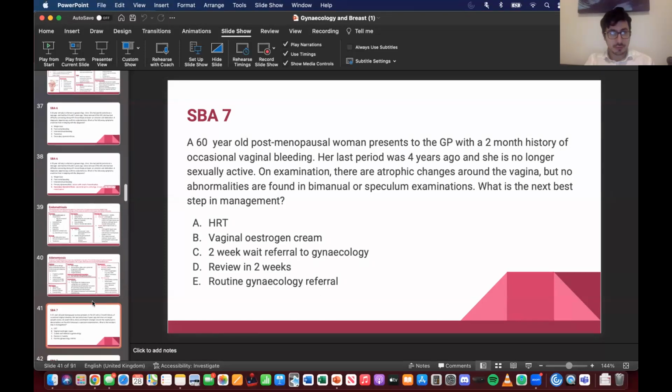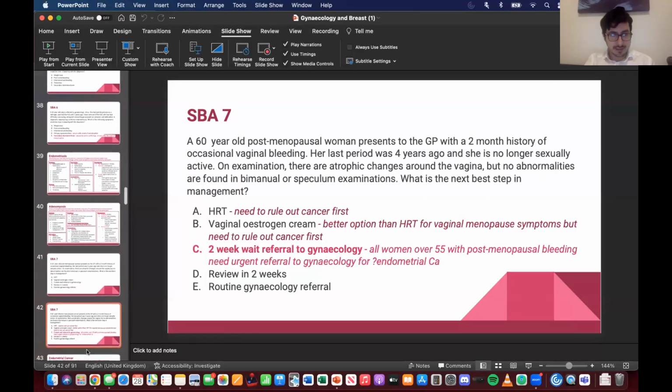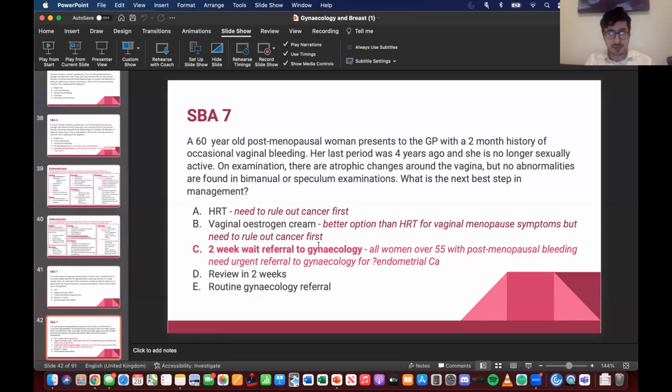So people have gone for C. And that is indeed the correct answer. So a 6-year-old postmenopausal woman presents to the GP with 2-month history of occasional vaginal bleeding. Her last period was 4 years ago and she's no longer sexually active. On examination, you do observe atrophic changes around the vagina, but no abnormalities in your examinations. What's the best next step?